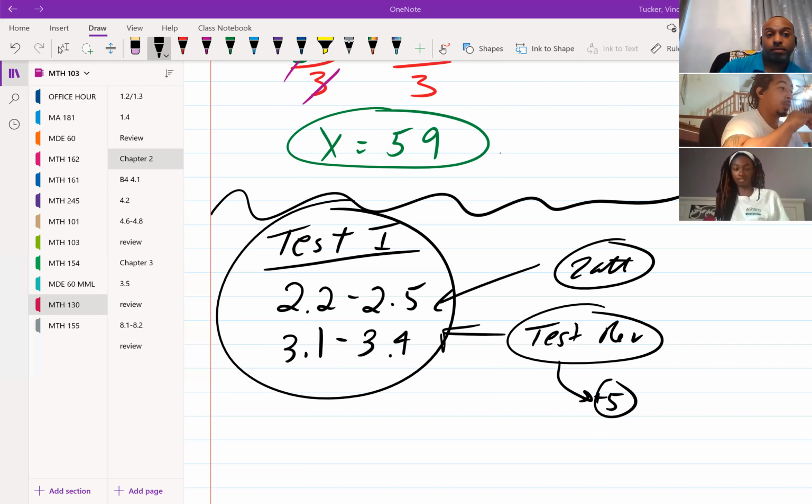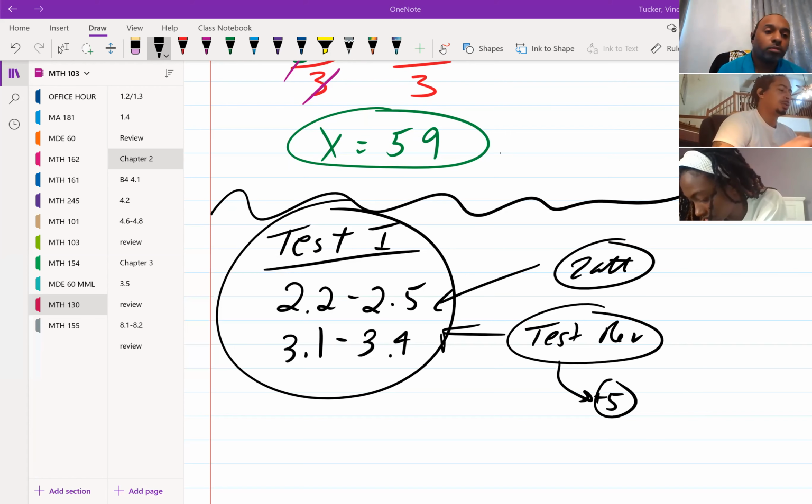Will it let us review which ones we got wrong? Yes. It will tell you the answer and everything. Okay, awesome. If you take it twice, I will see both scores, but I only take the highest as far as what counts.